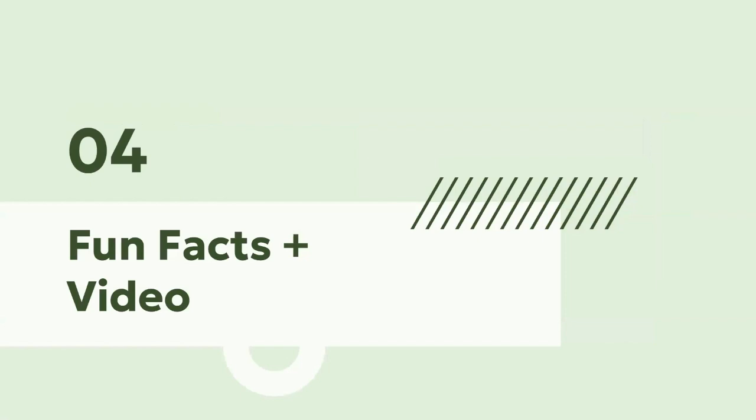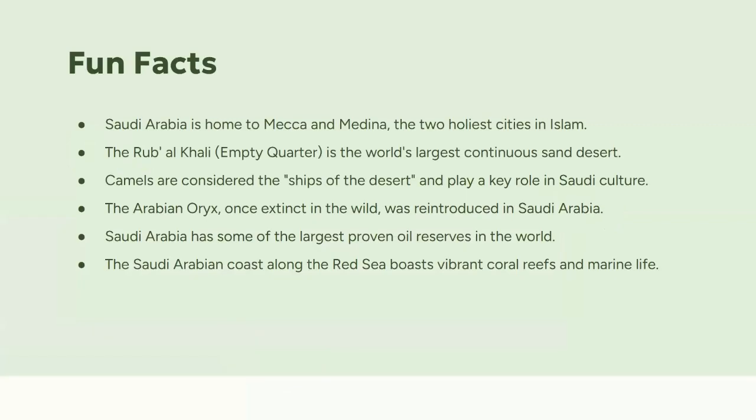Next are some fun facts, and we'll end off with a video. Some fun facts include that Saudi Arabia is home to Mecca and Medina, the two holiest cities in Islam. The Rub al Khali, which is known as the Empty Quarter, is the world's largest continuous sand desert. Camels are considered the ships of the desert and play a key role in Saudi culture.